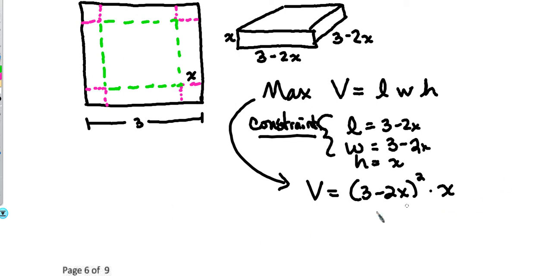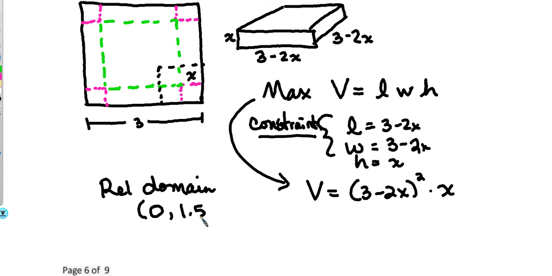All right, now let's talk about our relevant domain. My relevant domain in this problem, x is the cut that I'm making. And hopefully you would agree that I have to cut something out, right? And then as I make cuts, depending on how big the cuts are, at some point there's going to be a problem that I can't make a cut bigger than half the distance, because once I hit 1.5, I don't have anything left to actually fold. So it's going to be a domain of 0 to 1.5. And again, it's an open interval on this one.